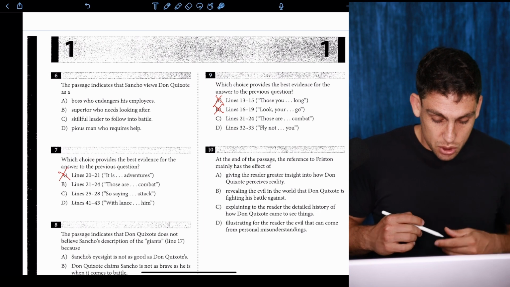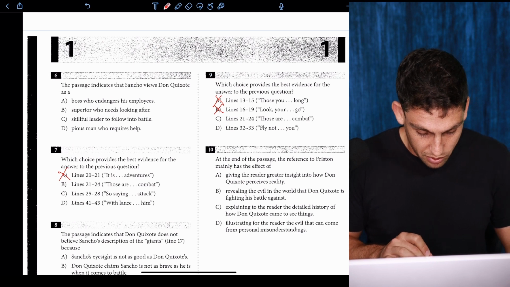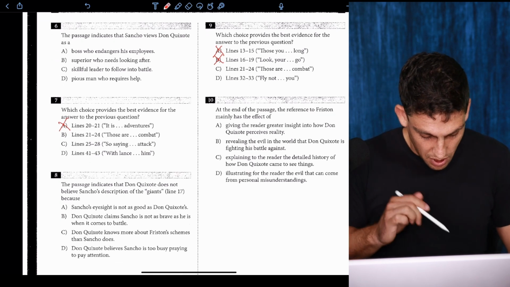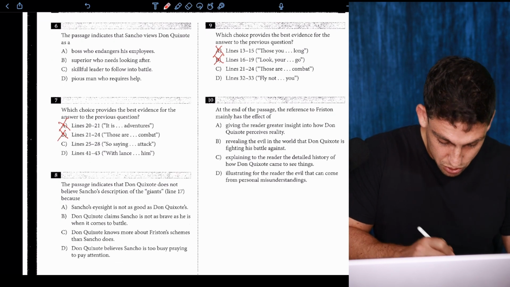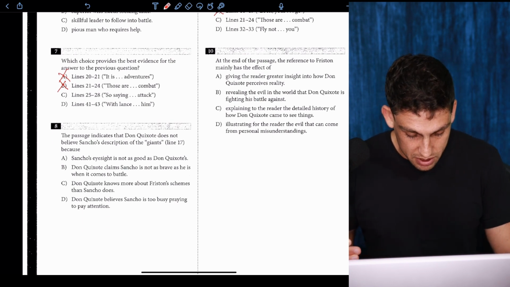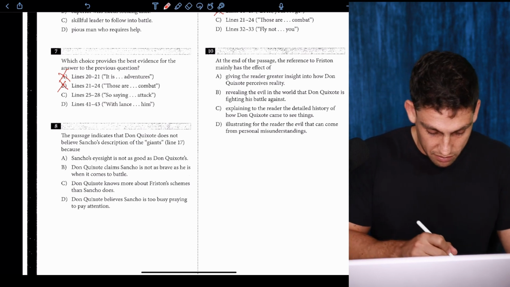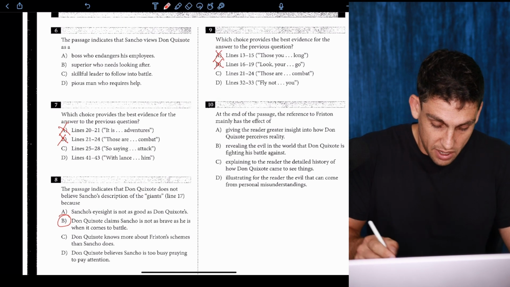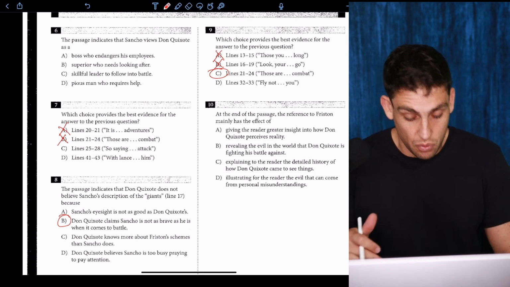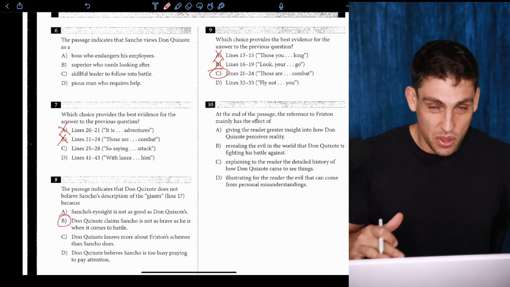So 6, the passage indicates Sancho views Don Quixote as a coward, definitely. Pious man who requires help, no. Skillful leader, no. Superior, no. We don't know how Sancho views Quixote. We know how Quixote views Sancho, though. So I'm going to say no for 21 to 24. Now let's go to 8. The passage indicates that Don Quixote does not believe Sancho's description of the giants. So Don Quixote doesn't believe this because he's saying that Sancho is not as brave, which is B. And therefore my answer was directly stated in 21 to 24, that he's a coward. So that answers the question right there. And it's cool because I got 2 questions done, and I'm not even really done reading the passage. So that's the idea behind direct reference.